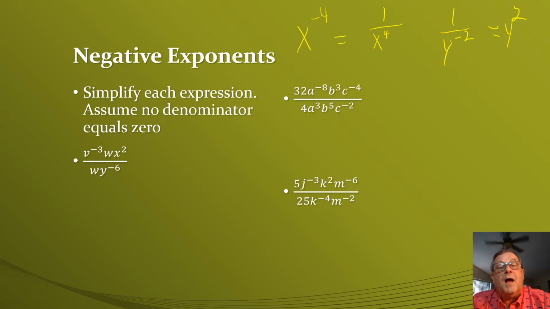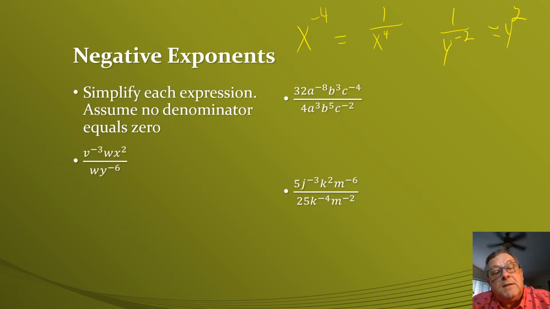Now, we're going to simplify some expressions, and we're going to assume that the denominator does not equal 0. And so let's go here. Now, we got v to the negative third power, w x squared, and then we have w y to the negative sixth power.